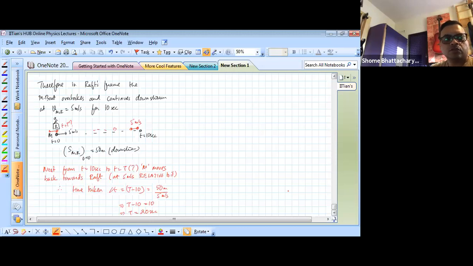Yeah, so Harshul, again explaining what's happening. While going downstream, the boat went past you at 5 meters per second. It went for 10 seconds, so it reached a displacement of 50 meters with respect to you. And then it came straight back towards you again at 5 meters per second.